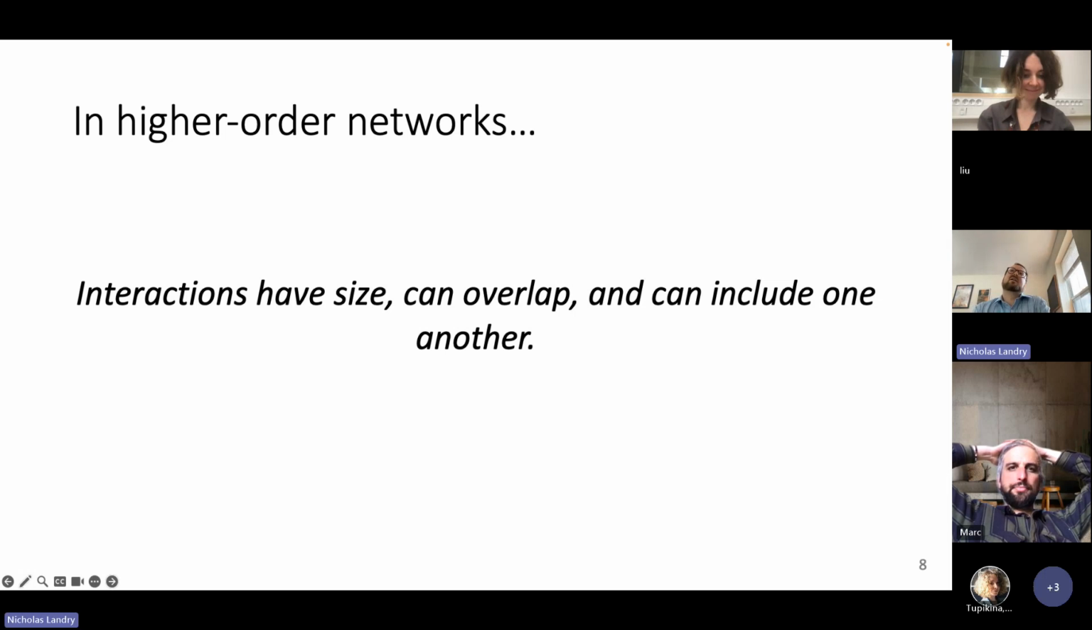And a collaborator of mine said this once, and it really stuck with me, that really structurally what's interesting and differentiates higher order networks from pairwise networks is that now interactions have non-trivial sizes. They're not just size 2. And in addition, they can overlap with one another in non-trivial ways, because for pairwise interactions, they only overlap at a single node. And lastly, they can include one another. So in this talk, I'll mostly be talking about the first and last of these considerations.